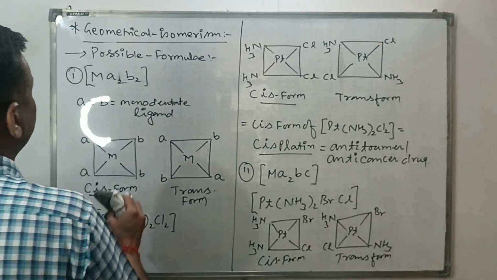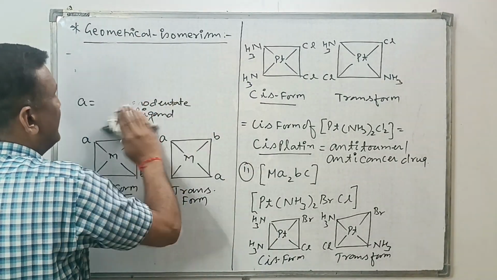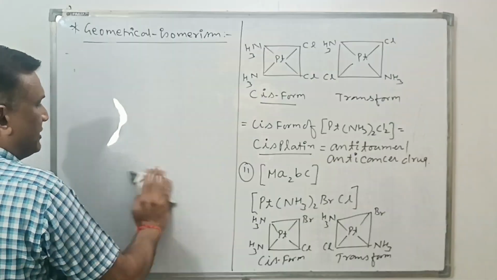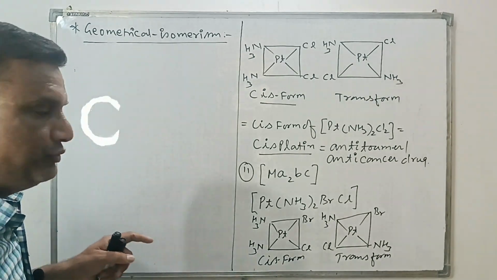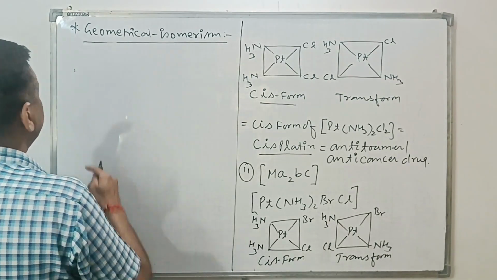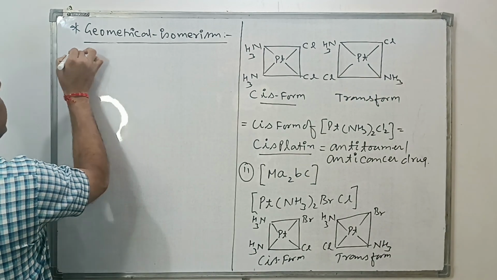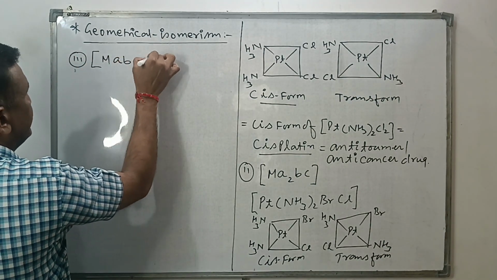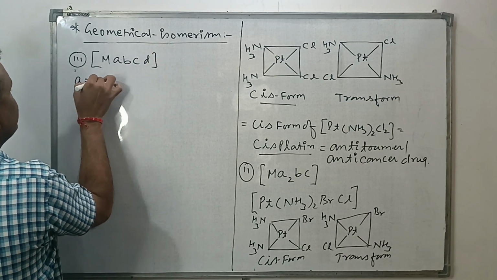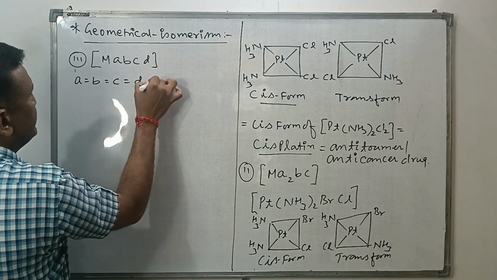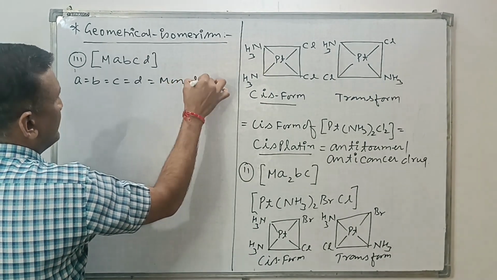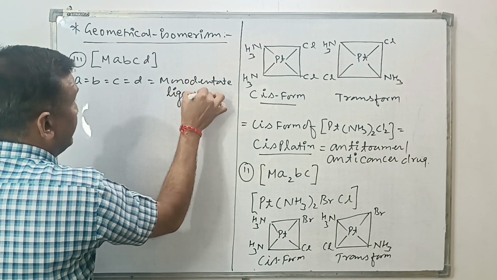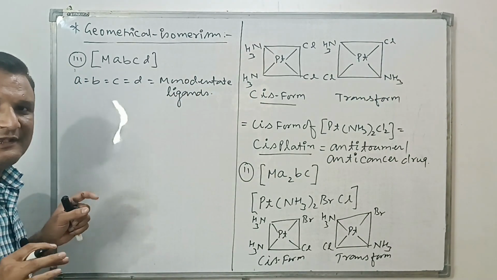Now the time to discuss the third possible formula. What is that? That is too important. Similar to this second formula, this is your third possible formula. We can take MABCD, where A, B, C and D are all monodentate ligands. All are monodentate ligands.